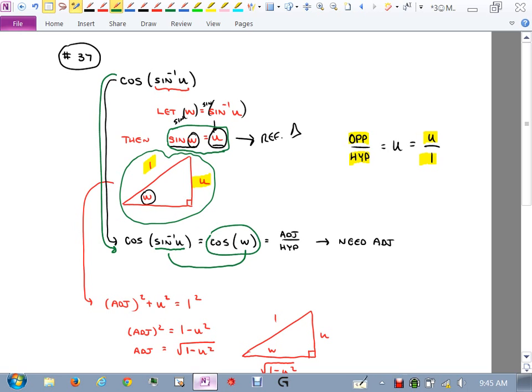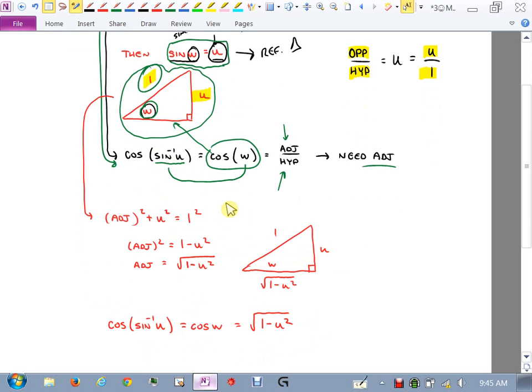Well, go to our triangle. The angle here is w. Cosine is the adjacent side divided by the hypotenuse. Well, I know what the hypotenuse is. It's 1. I just need to figure out what the adjacent side is. So I just use the Pythagorean theorem that says a squared plus b squared equals c squared. So in this case, my adjacent side squared plus u, my other leg of the triangle, squared must be equal to the hypotenuse, which is 1 squared.